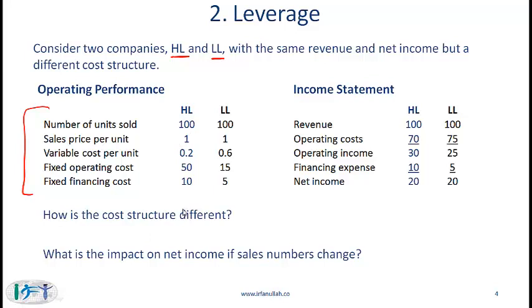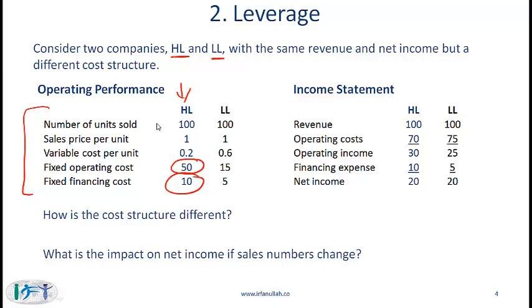Here is what you shall notice. The fixed operating costs for high leverage firm HL are much more than the fixed operating costs for LL, and the financing costs are also 2 times larger than LL. So clearly we can say that this firm has higher leverage. At this level of sales, 100 units, it turns out that the revenue is the same and the net income is the same. But I want you to do a little experiment before you go to the next slide.